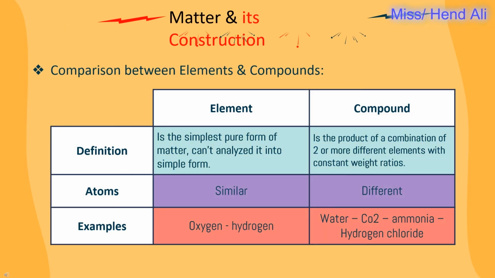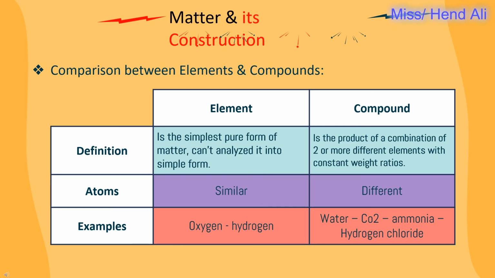A little comparison between element and compound. Definition. Element is the simplest pure form of matter that can be analyzed into a simpler form. Compound is a product of combination of 2 or more different elements with constant weight ratio. Atoms. The atoms of elements are similar, while the atoms of compound are different. Examples. Examples of elements like oxygen and hydrogen. Examples for compound like water, CO2, ammonia, and hydrogen chloride. Of course, CO2 is carbon dioxide gas.